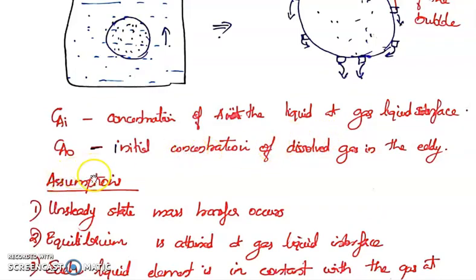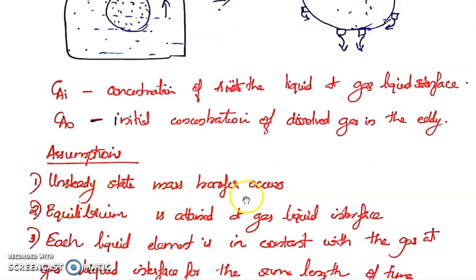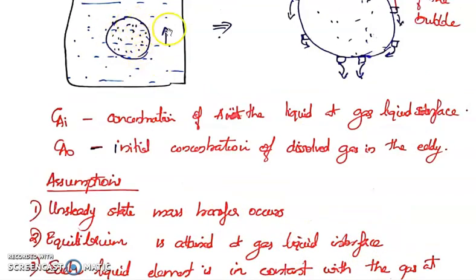Here the assumptions are: first one, unsteady state mass transfer occurs. In the previous case we assumed a steady state operation, but here we are saying the operation is unsteady. Now, equilibrium is attained at the gas liquid interface. So as the molecule moves upwards, an equilibrium exists at the gas liquid interface.